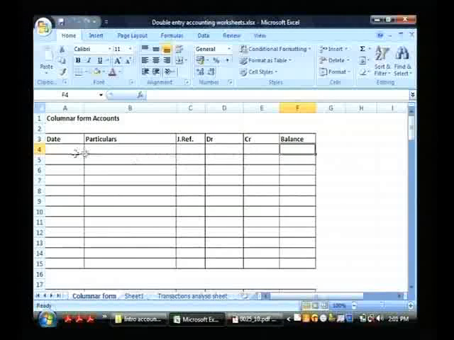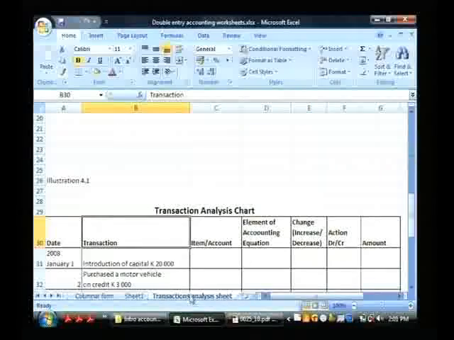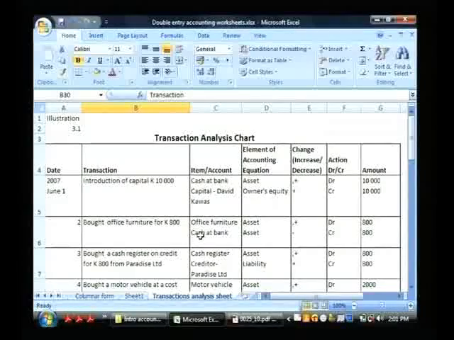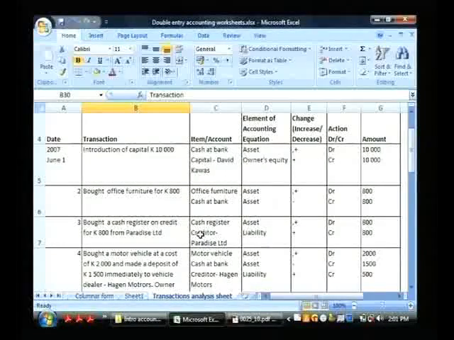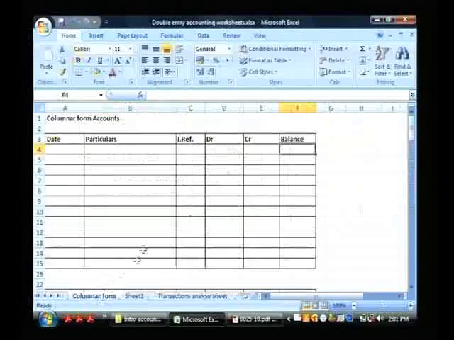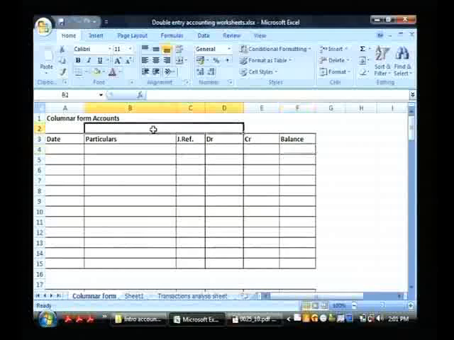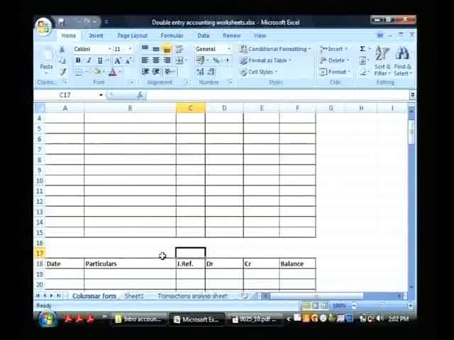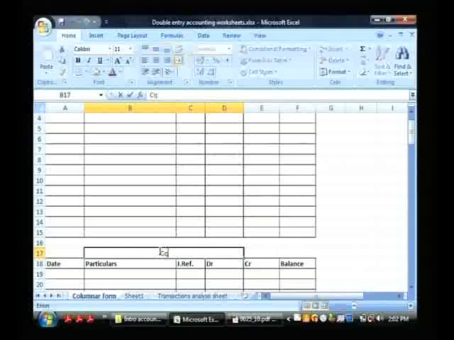After each and every transaction you record in this columnar form ledger account, you have to show the balance. Now we will use the same transaction analysis chart we have done for the first part of the question, and complete the columnar form ledger accounts for the business. Now we will start with cash at bank account, and capital account. This is your capital account.